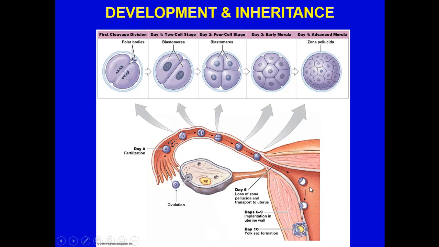Now, if you notice there, we've gotten a blastocele here. But even more so, there's this inner patch of cells. These are going to be the inner cell mass that's going to lead to the development of the actual embryo. 6 through 9 days, you have implantation in the uterine wall. By day 10, you have starting the formation of this small extra embryonic membrane called the yolk sac.